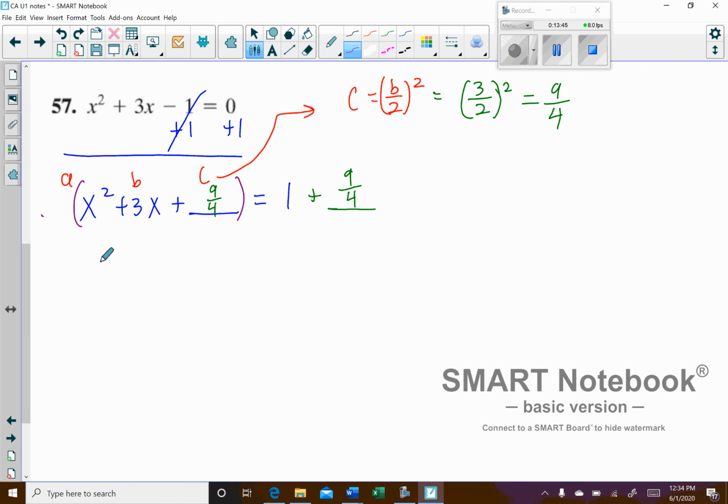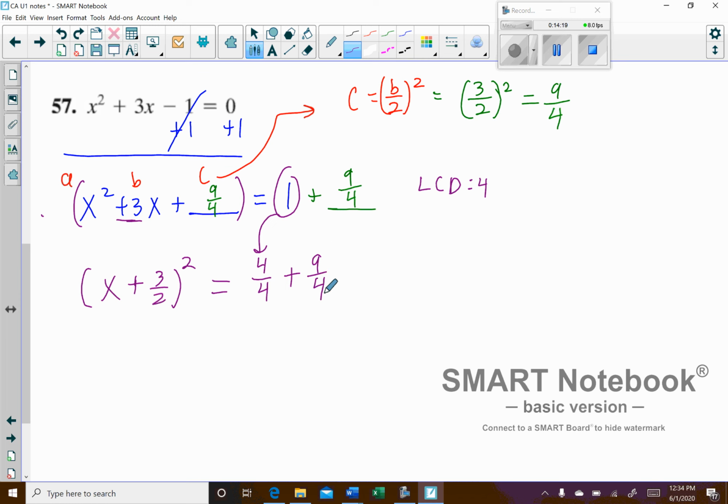And that will make this a little bit easier. So this factors into x, and then half of this, so that'd be plus 3 over 2, and then squared. That's what this factors into right here. And then on the right side, we're going to want to add these together. So I'm going to have to get an LCD of 4. I'm going to change that 1 into a 4 divided by 4, because 4 divided by 4 is 1. And then we're going to add 9 over 4 right there.